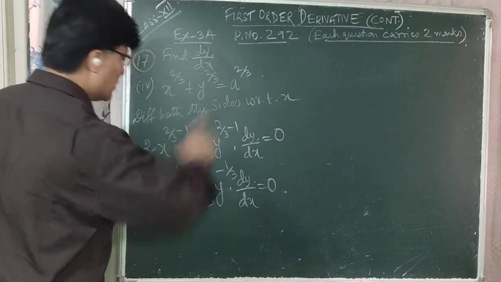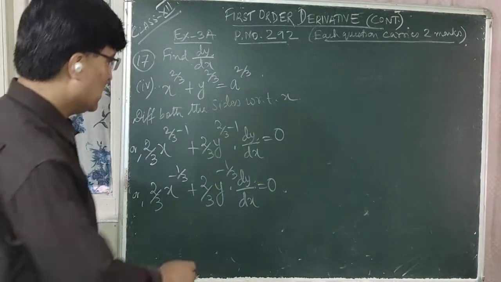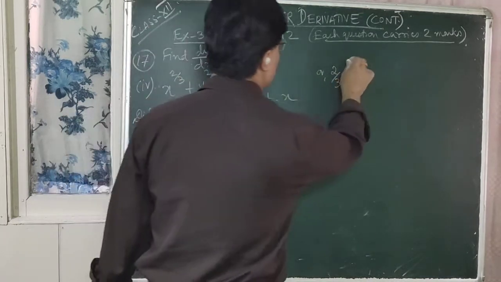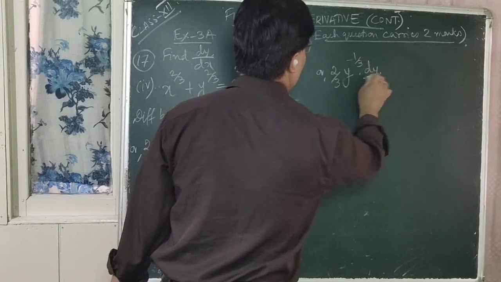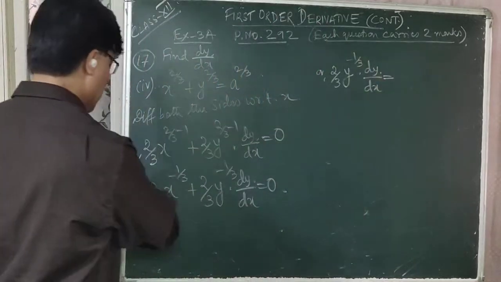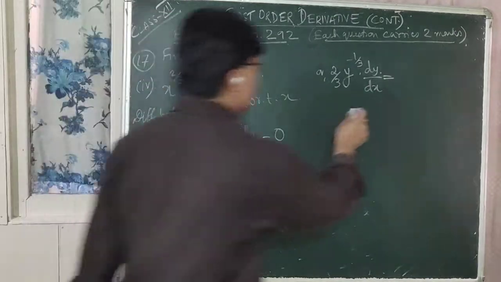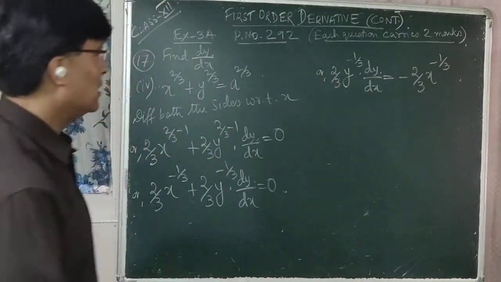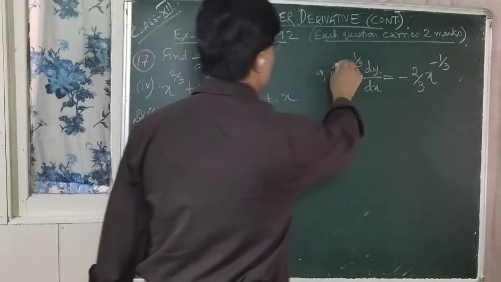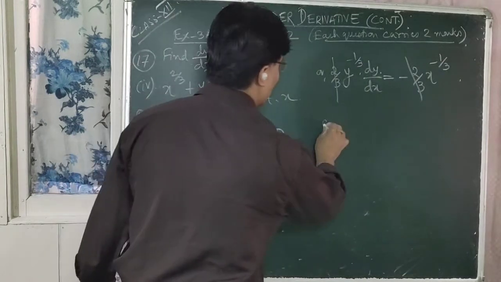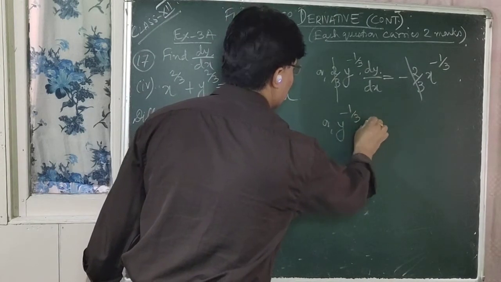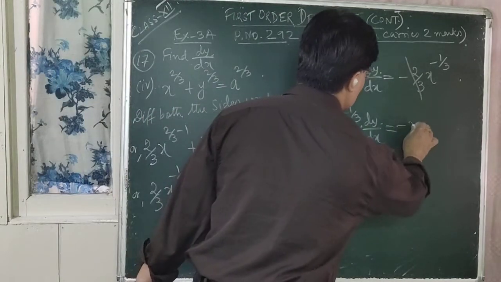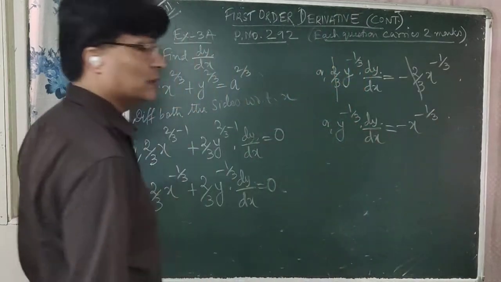2/3 x to the power minus 1/3 should be taken to the right hand side, and you have to get the value for dy by dx, or 2/3 y to the power minus 1/3 into dy by dx is equal to, now this is taken to the right hand side. So what does it become? Minus 2/3 x to the power minus 1/3, right? So from both the sides you can cancel this common term 2 by 3, or y to the power minus 1/3 into dy by dx is equal to minus x to the power minus 1/3, right?